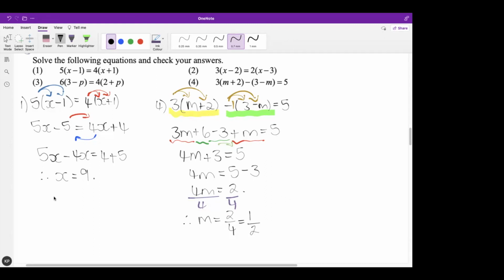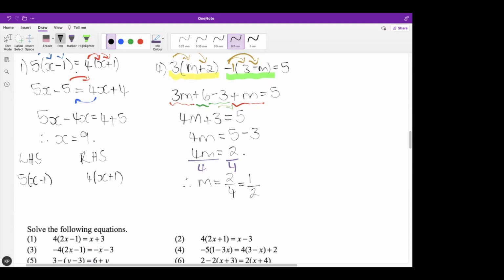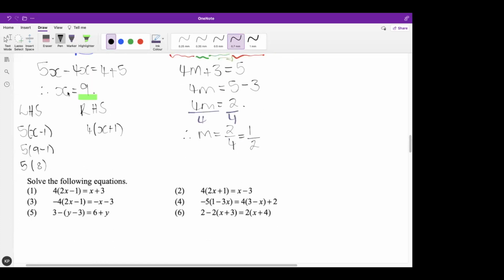Okay, let's check the first solution, okay? So I'm going to have left-hand side and right-hand side. On my left-hand side, I had a 5 times x minus 1, and here I had a 4 times x plus 1. Now let's substitute the solution we got here, which is 9, into my x. So 5 times 9 minus 1. What is 9 minus 1? 8. 5 times 8.